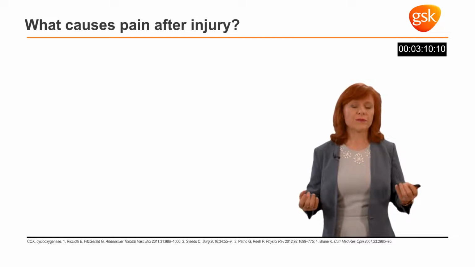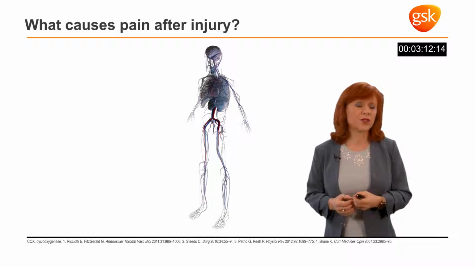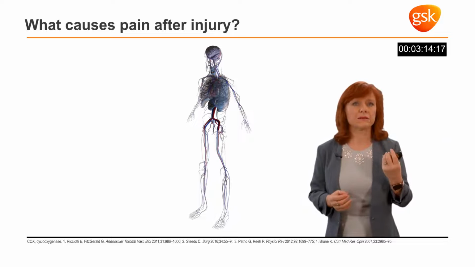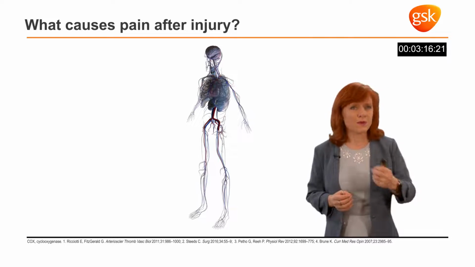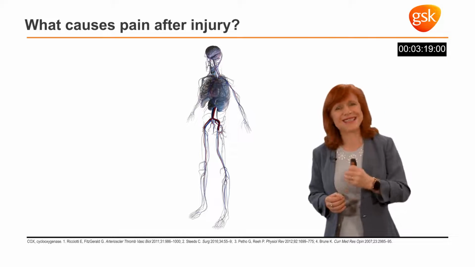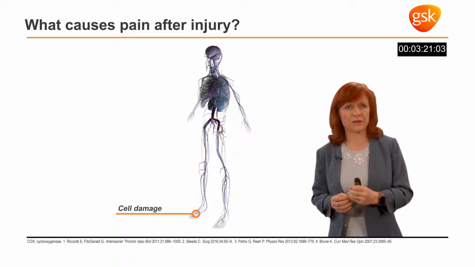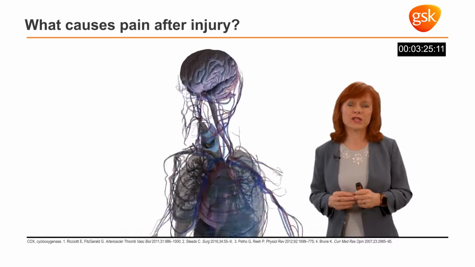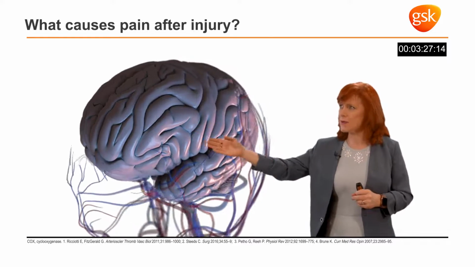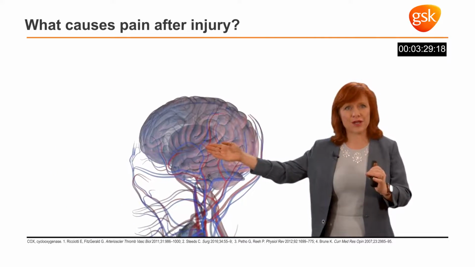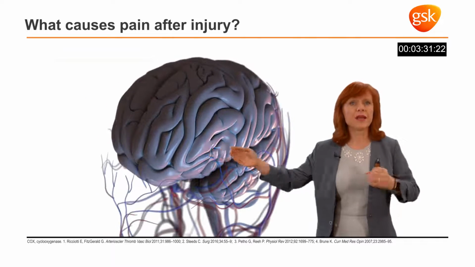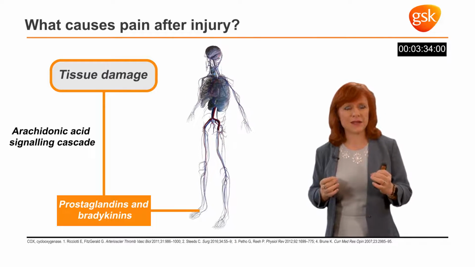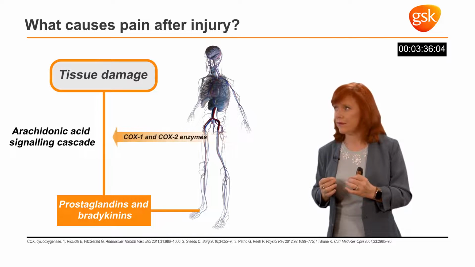So you fall over, you stub your toe, you get a headache. What's happening? As with most pain models, we initially see cell damage occurring. So arachidonic acid is a key signaling molecule for pain transmission. When there has been damage, tissue damage in this case, then arachidonic acid is cleaved from membrane phospholipids.